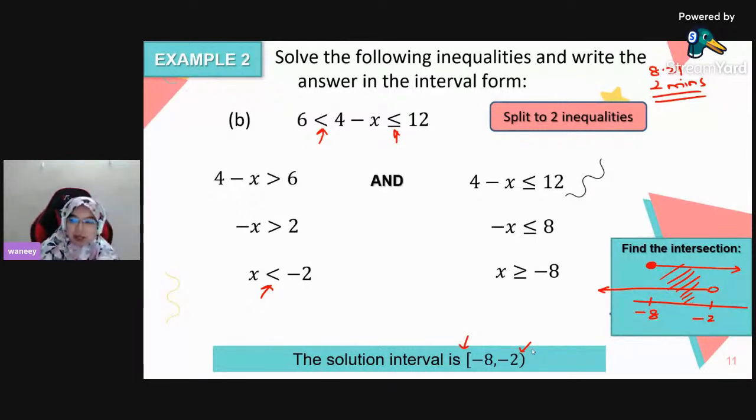So yang ni kena pastikan betul lah. Okay, so kalau betul, tahniah.